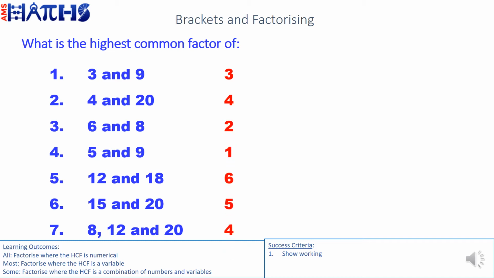So here are your answers. So the highest common factor of 6 and 8 is 2. That's the biggest number that will divide those two numbers without leaving a remainder. For the highest common factor of 5 and 9, the highest common factor is 1. 1 is the biggest number that we can use to divide 5 and also divide 9, where there will be no remainder. So the highest common factor of two numbers can be 1. Then we can see number 5, highest common factor is 6, etc.